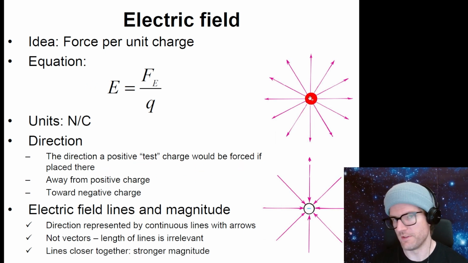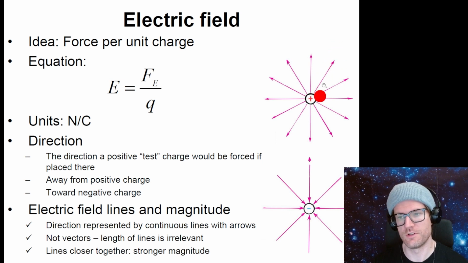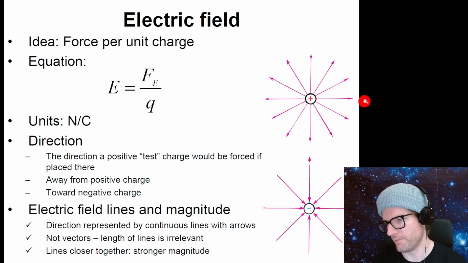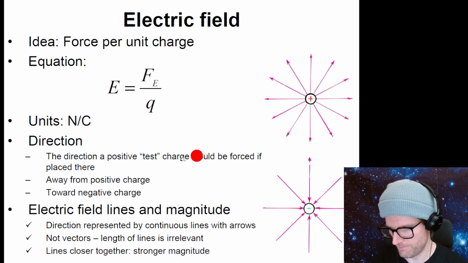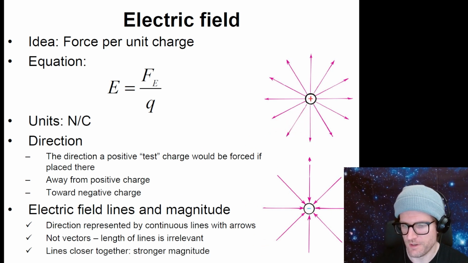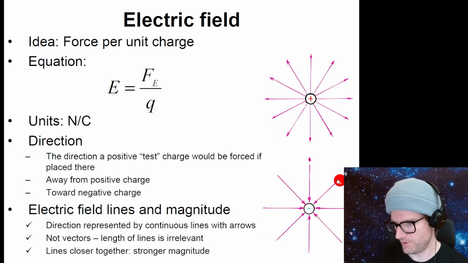So if we have this positive charge and we bring in a positive charge here, it's going to shoot off away from it. So the force a positive charge would feel would be away from this positive charge, and the field is away from the positive charge. And here, if we brought in a positive test charge, it would be attracted to the negative charge because they're opposite. So in that case, the field is inward.